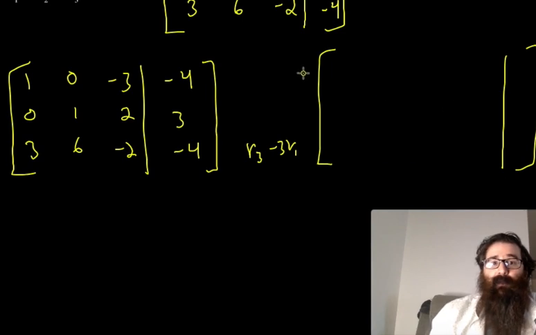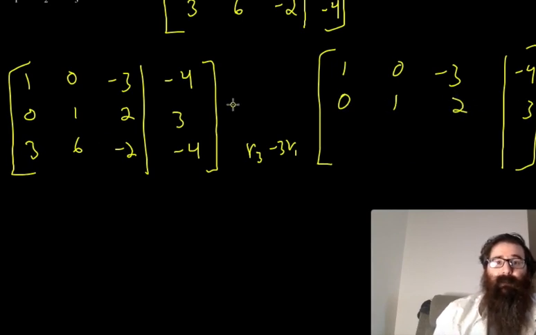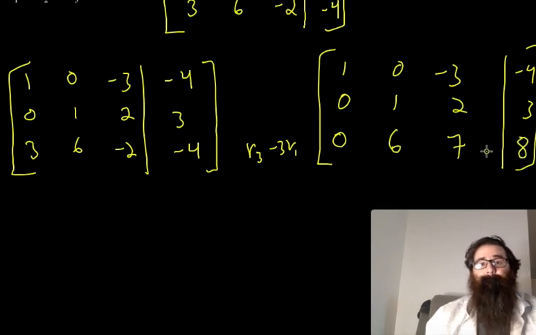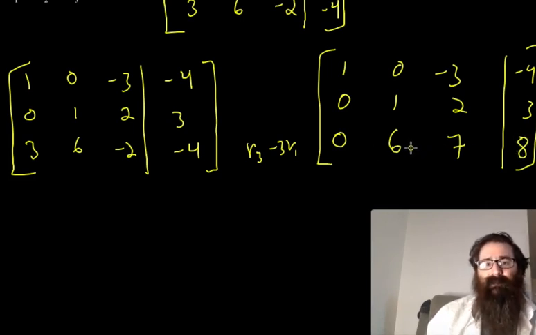And just to get out of the way, I'm just going to rewrite rows 1 and 2. But then in row 3's position, I get 3 minus 3 times 1 gives me 0, like I wanted. 6 minus 3 times 0 gives me 6. Negative 2 minus 3 times negative 3, so that's negative 2 plus 9, gives me 7. And negative 4 minus 3 times negative 4, that's negative 4 plus 12, and that's going to give me 8. So looking not so bad so far.